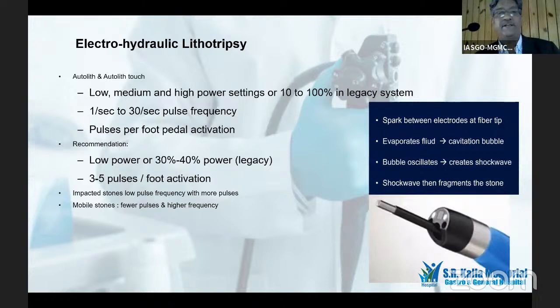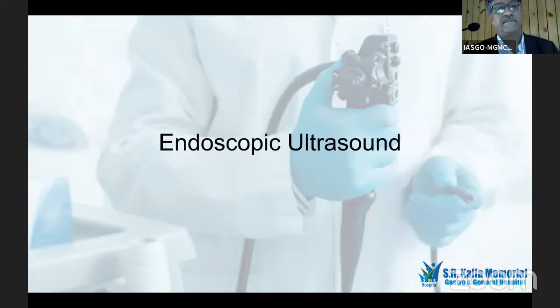There are 2 ways of fragmenting the stone. One is called EHL. Another is called laser lithotripsy. EHL is dedicated for cholangioscopy purposes. Laser is a multi-department equipment. Even urologists can use them for their routine purpose of stone fragmentation.